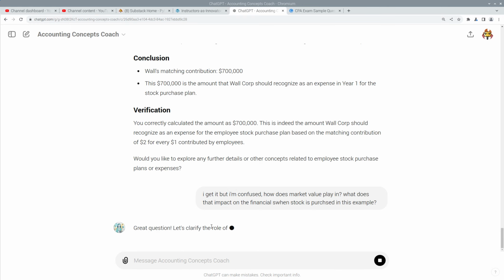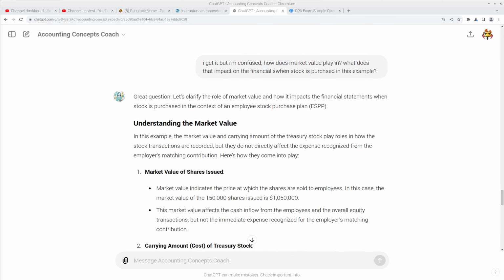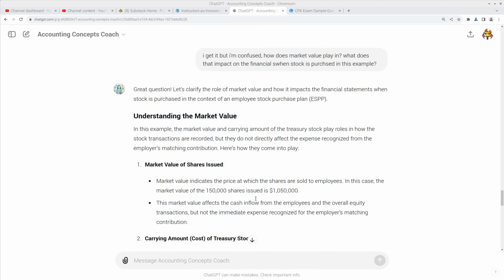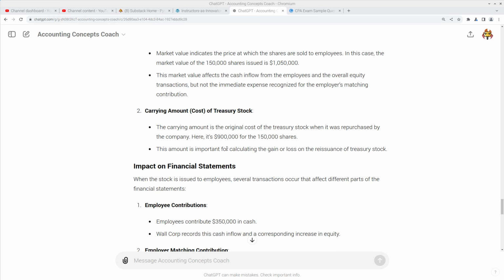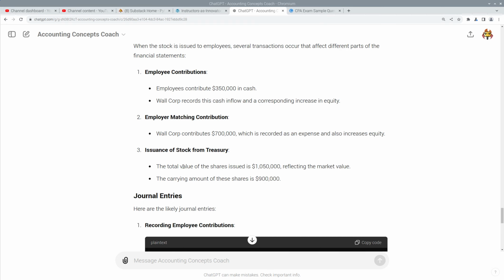Let's see. Great question. Let's clarify the role of the market value, I assume is what it's going to say. Okay, yeah. So understanding the market value. Market value indicates the price at which the shares are sold to employees. And so the market value of the 150,000 shares is $1,050,000, and that's the addition of the 350,000 plus the 700,000 gets to the 1,050,000. And then if we look at the impact on the financial statements, employees contribute this much in cash, Wallcorp contributes this much in cash, so that's the 1,050,000. Total is that 1,050,000, reflecting the market value.